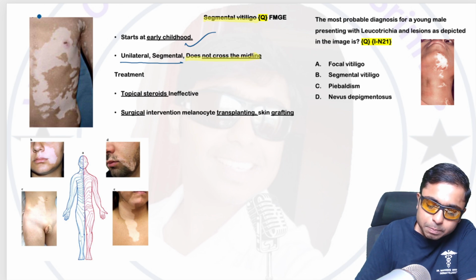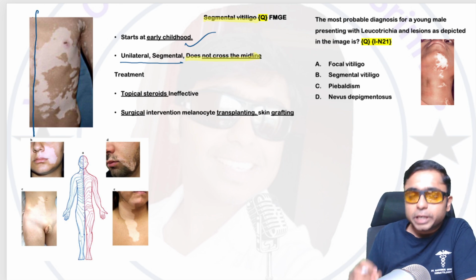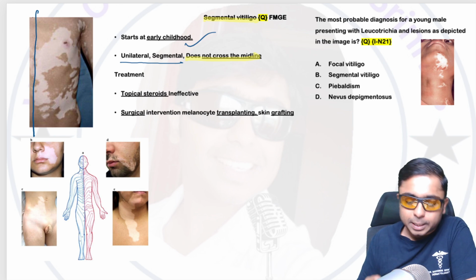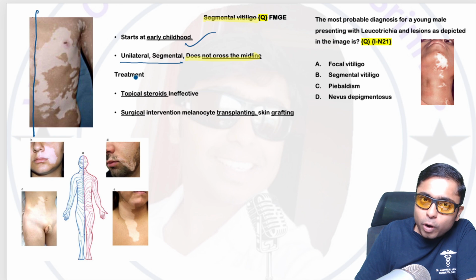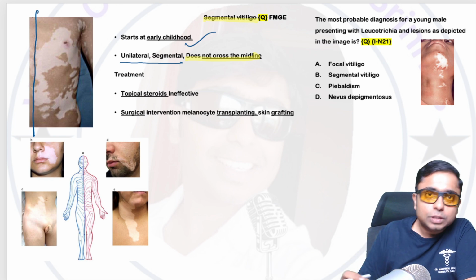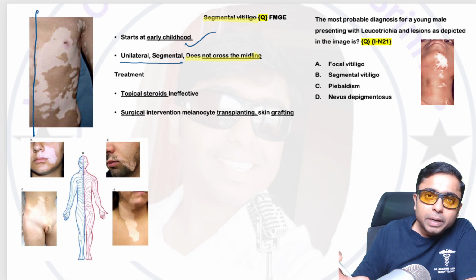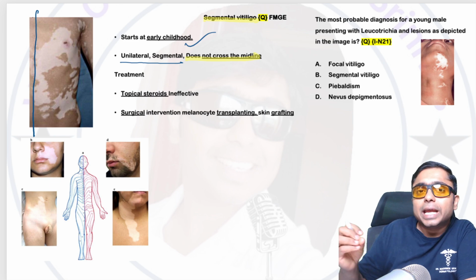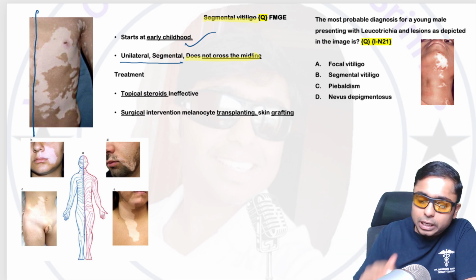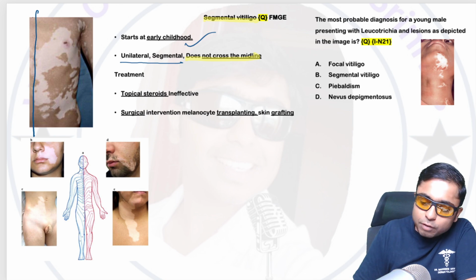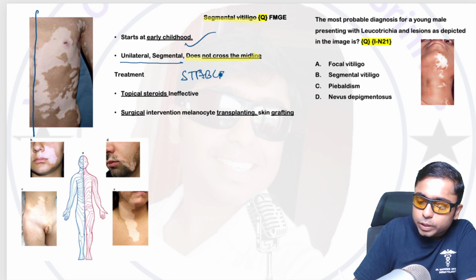As you can see in this picture, this patient has the lesion on the left side, there are no lesions on the right side. And what is the important point in the prognosis of this disease? Once a dermatome is completely depigmented, there is not going to be any more progression because it is strictly a dermatomal disease. Once one segment has the depigmentation, there will not be any further lesions developing. So this is the stable type of vitiligo which you need to remember.